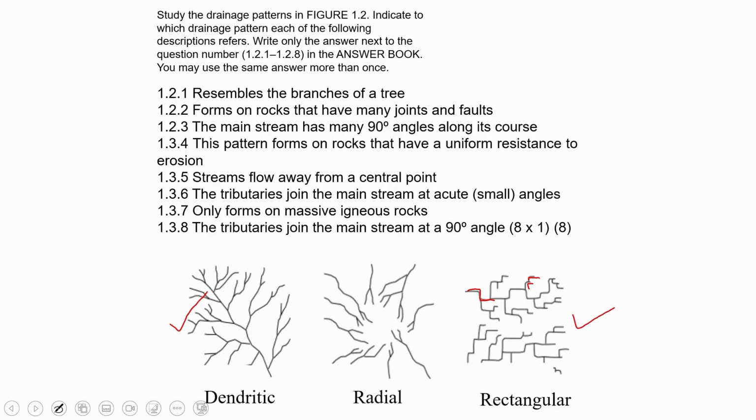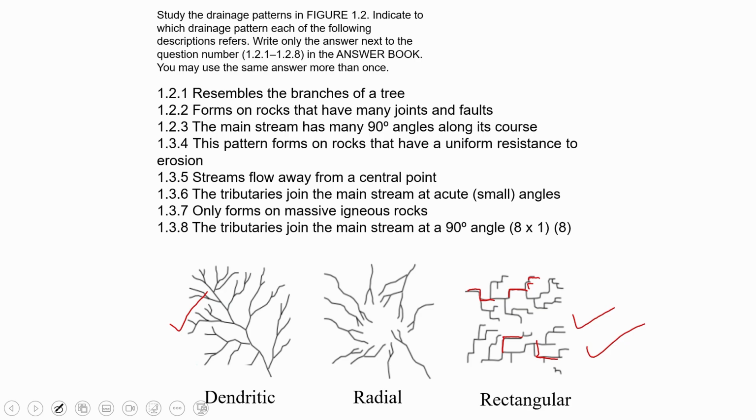Okay? 1, 2, 3. The mainstream has many 90-degree angles along its course. Giveaway. You can see the red marks here. 90-degree turn. Look at that. 90-degree turn. So again, rectangular pattern. Let's take the next one.